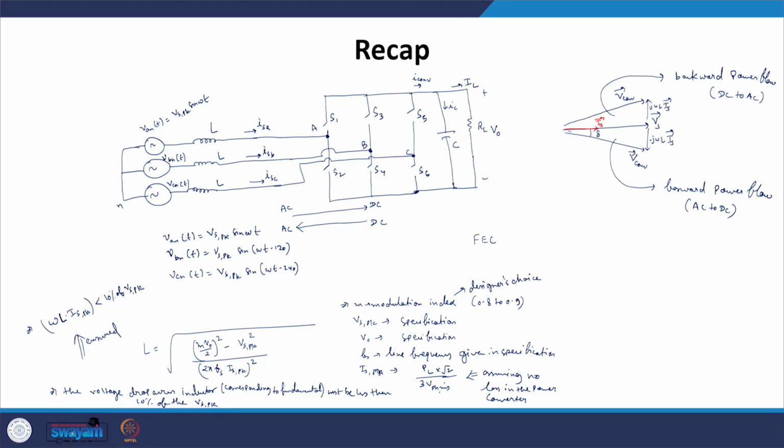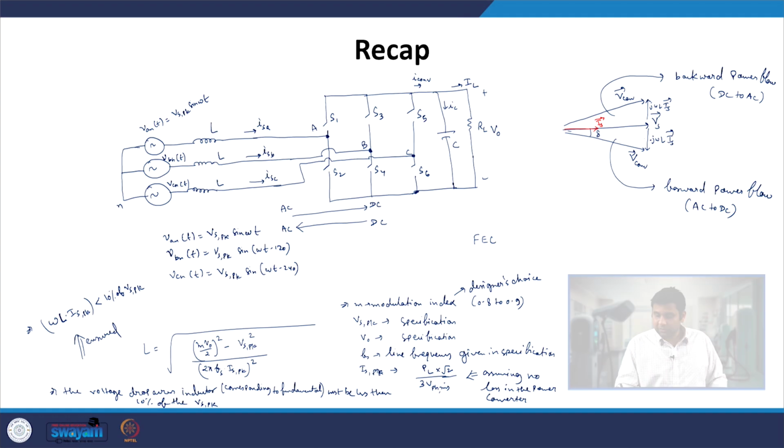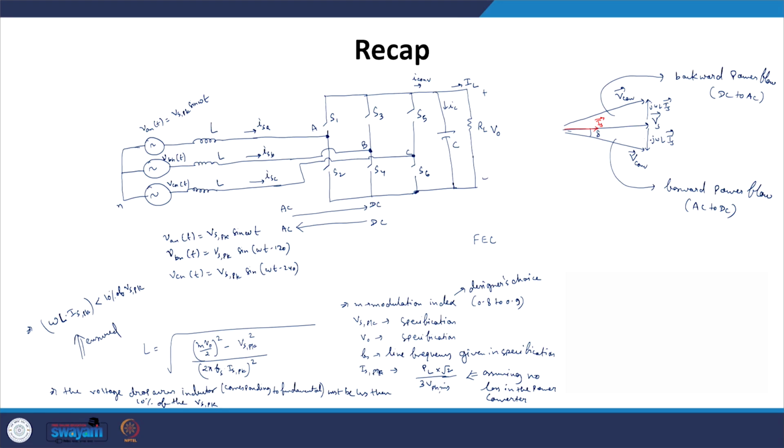In this particular lecture, we will continue our discussion on three-phase AC-DC converter, and let us recap what we have done in previous lectures. We have understood the operation of three-phase AC-DC converter. By changing the sign of the delta value, we can allow the power to flow from AC to DC or DC to AC, and by changing the magnitude of delta we can control the Is current which is drawn from the grid.